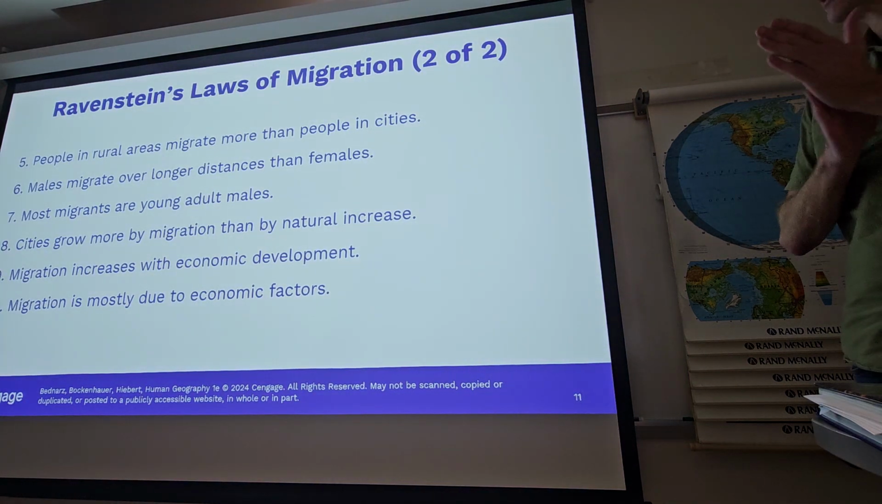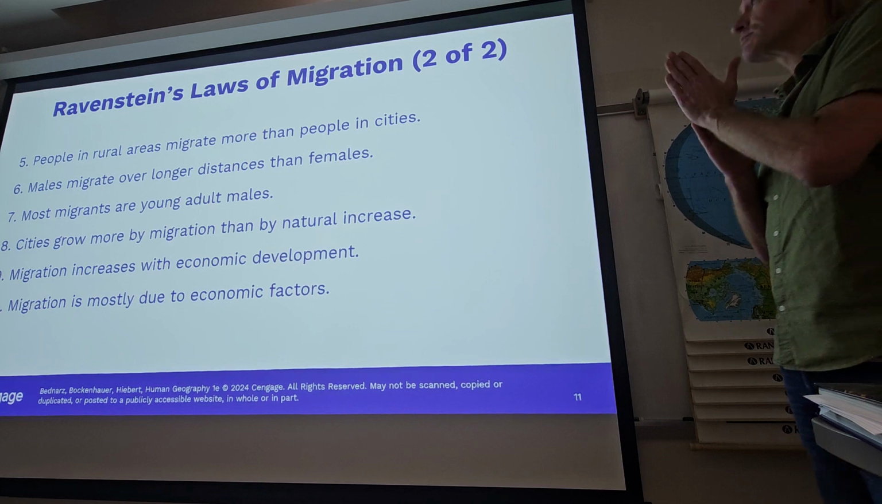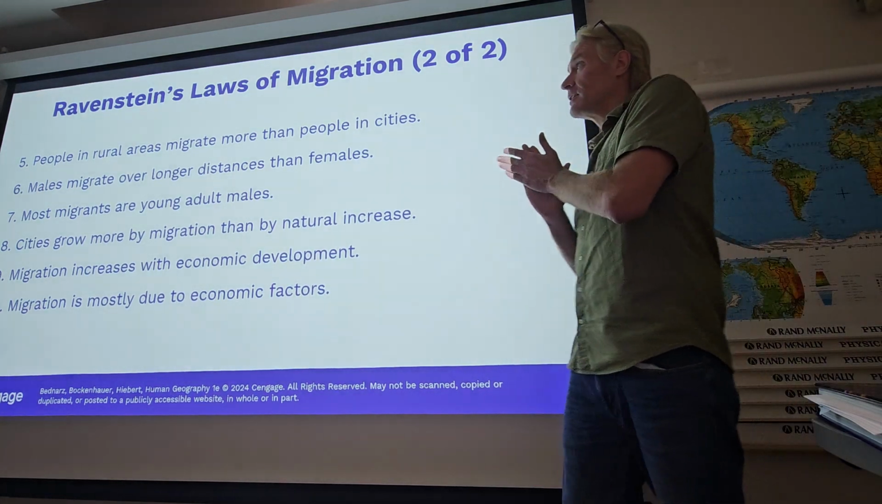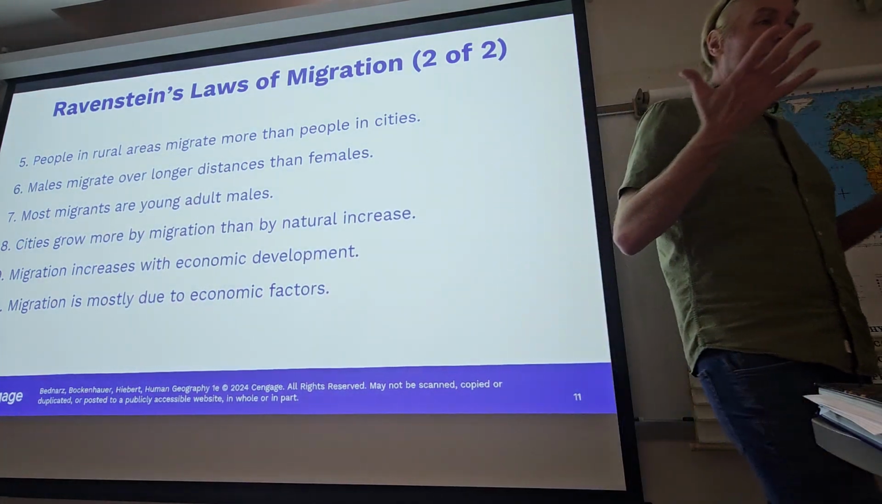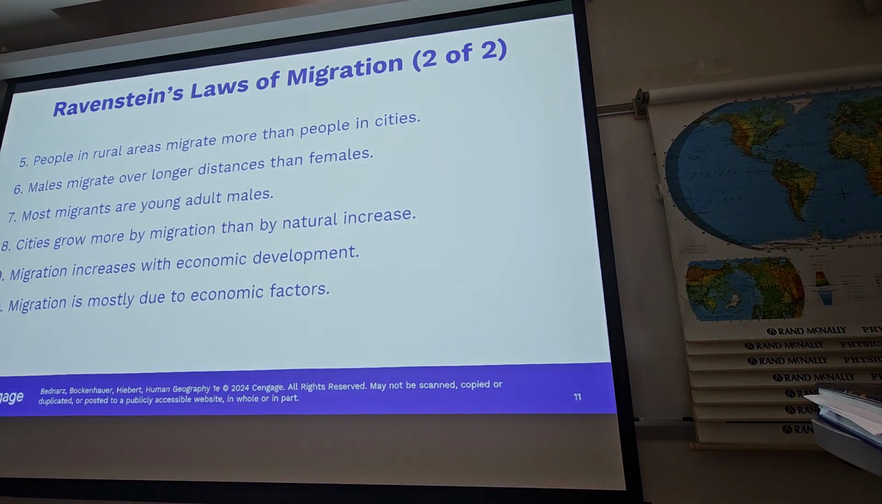Some more laws of migration. People in rural areas migrate more than people in cities. That's because that's where the jobs are in cities, and since most people are migrating for work, it makes more sense to move away from a place where wages are going down and toward a place where wages are going up.